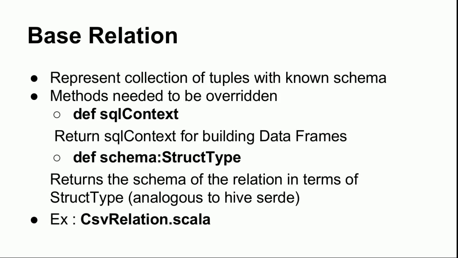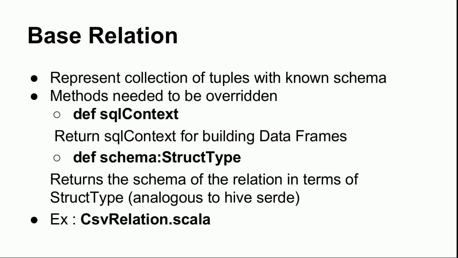Now we have to override two methods here. The first method is SQL context, which allows us to say which SQL context the API should be using. The second thing we are going to return is the schema. If you look at the API, the schema returns a struct type. The return type, struct type, is very similar to the schema specification in Hive. For example, if you have worked with a Hive serializer, deserializer, you may have seen this struct type. If you have not seen it, don't worry, it's very simple. We're going to talk about it when we look at the implementation.